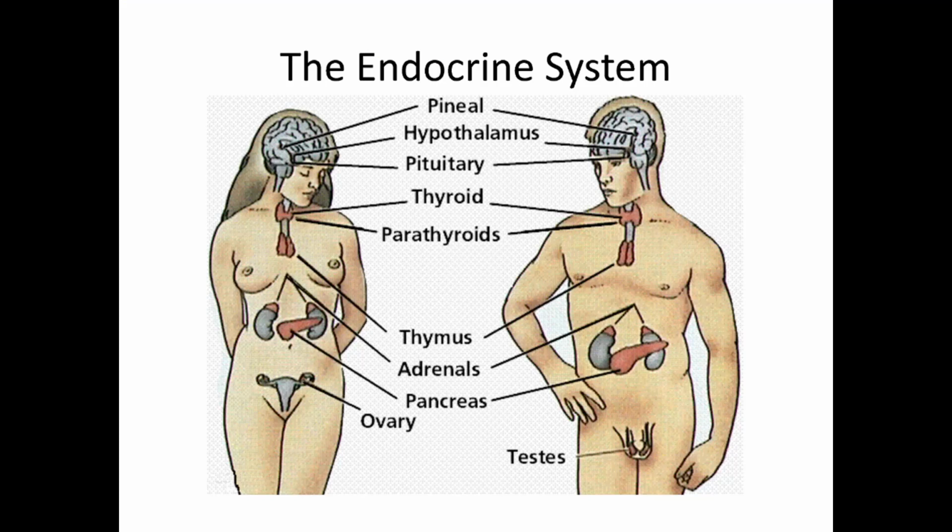When we are infants, our thymus gland is huge. By the time we're an adult, our thymus gland shrivels up to about the size of our little finger. The adrenal glands sit on top of the kidneys.